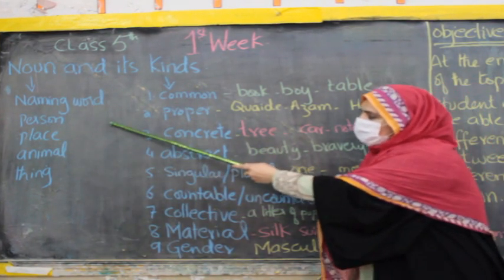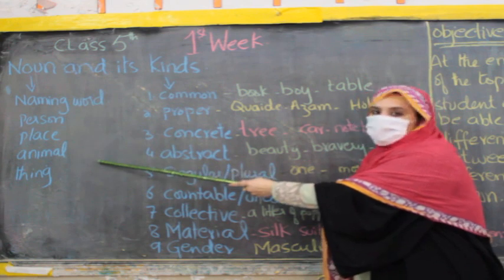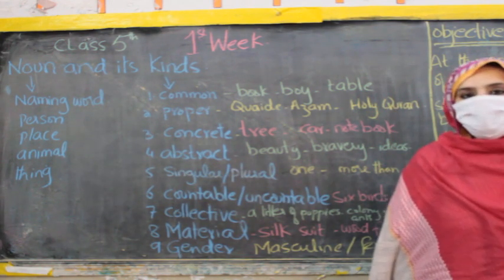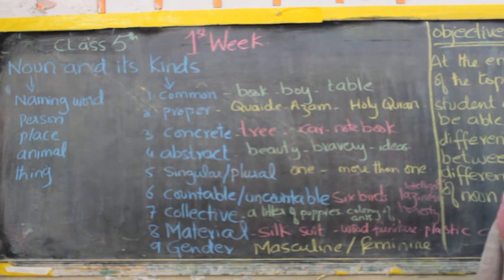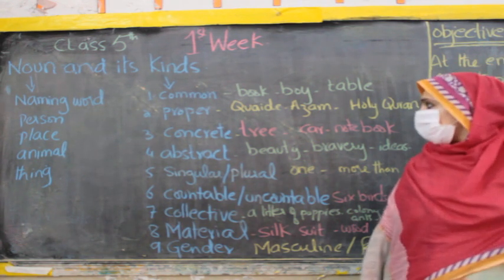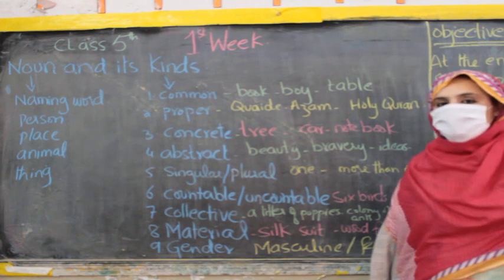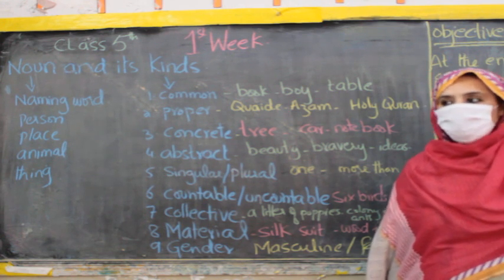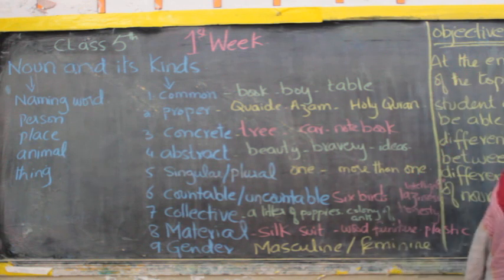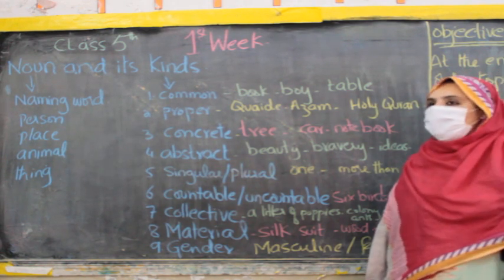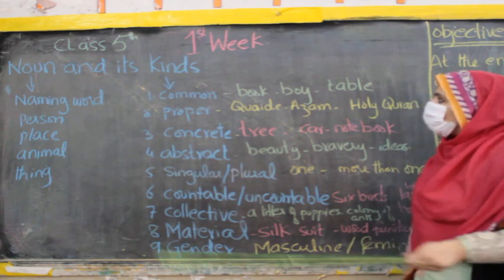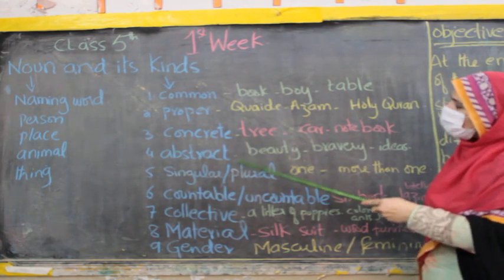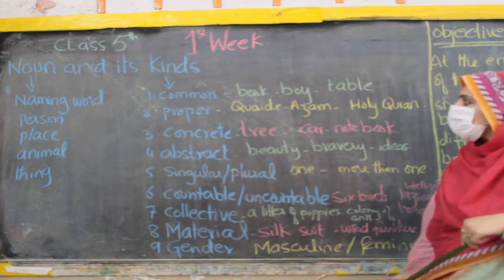That can be a person, a place, an animal, or a thing. For person we can say Ali and Sara. For place we can say Lahore and Karachi. For animal we can say lion, cat, dog. And for things we can say book, stick, glass, jug, etc. Now these nouns are further classified. They are then in different kinds.